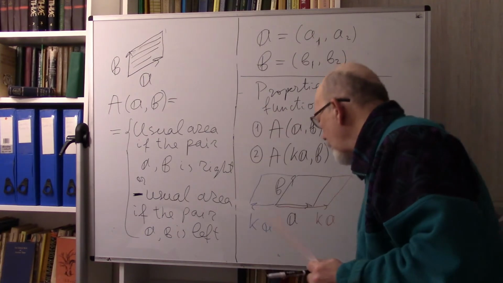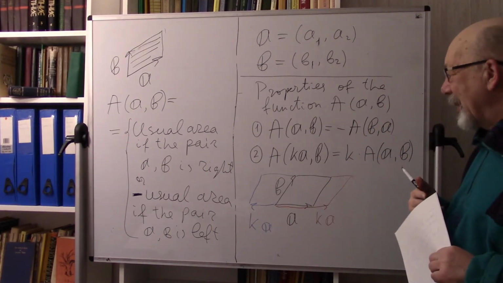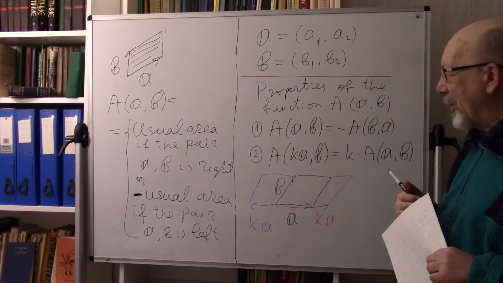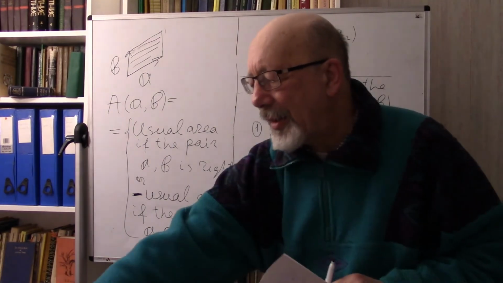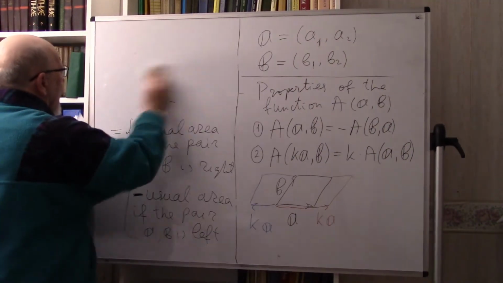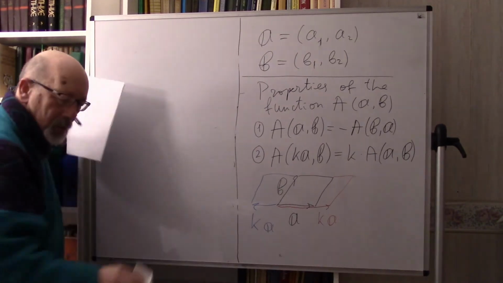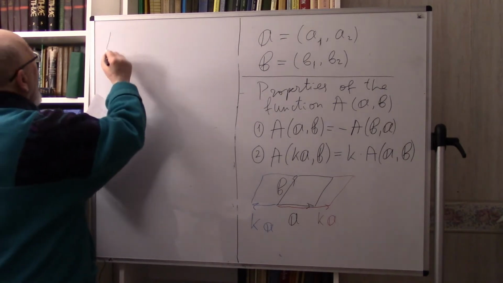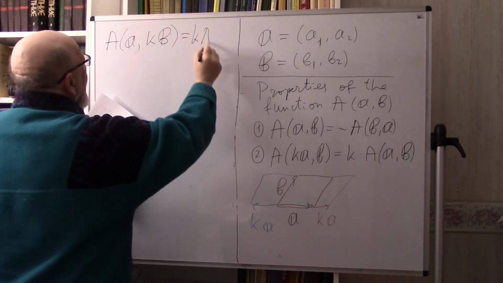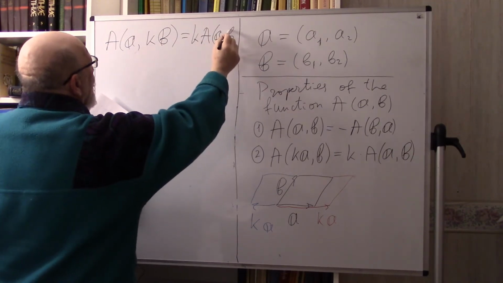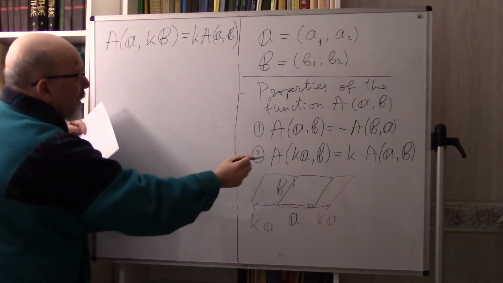Let me skip too many details, because it is a sort of theorem which becomes less clear if you tell more details in the proof. I think you can restore it yourself. Next property is the following: area of A, kB equals k times area of AB, which is demonstrated in the same way. These two properties I write under number 2.